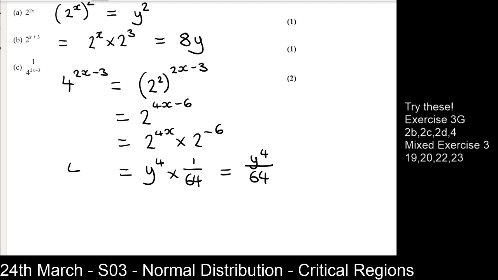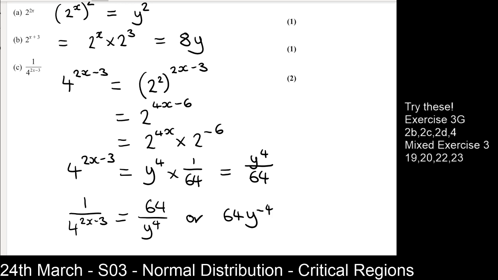But that's what 4 to the power of 2x minus 3 is. We're asked for 1 over this, so we just get 64 over y to the power of 4. You could also write 64 y to the power of minus 4. That would also be an acceptable answer. So that was just a little recap on some pure work that we've done before.